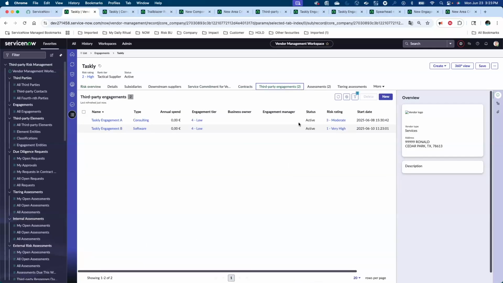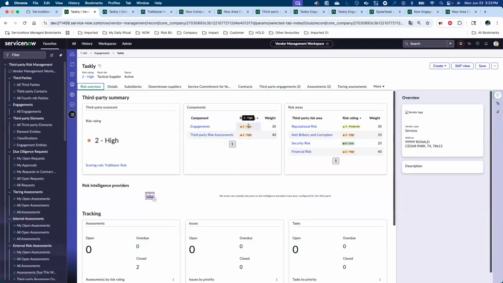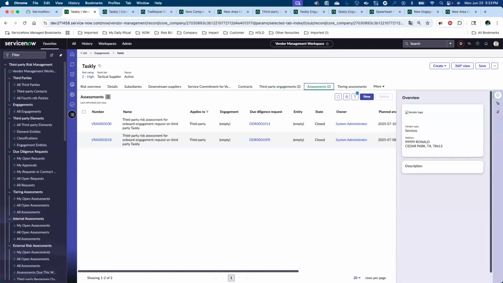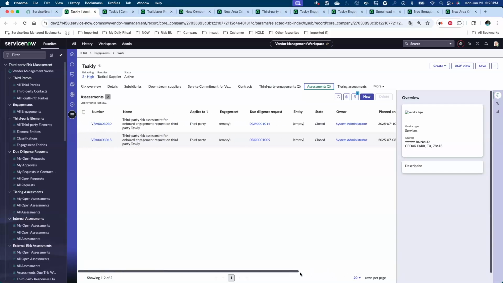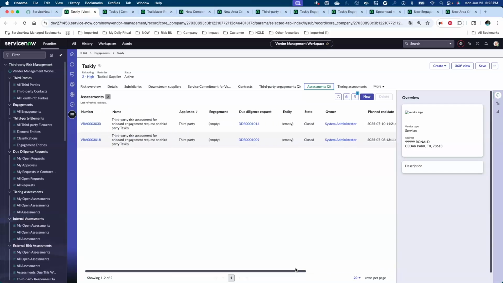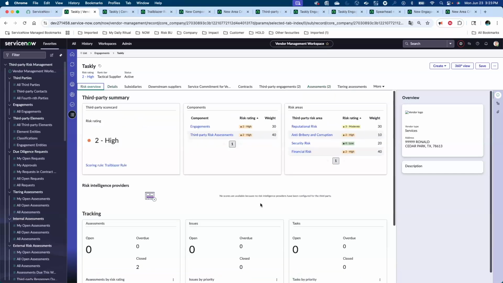if I navigate to engagements, I see the engagement risk ratings respectively are 3 and 1. So 3 plus 1 is 4, divided by 2 is 2. So for the engagement, it is too high. Looking at the assessments, it is 1 very high and 3 moderate respectively. Again, 1 plus 3 divided by 2 is equal to 2. That's your too high for the third-party risk assessments.